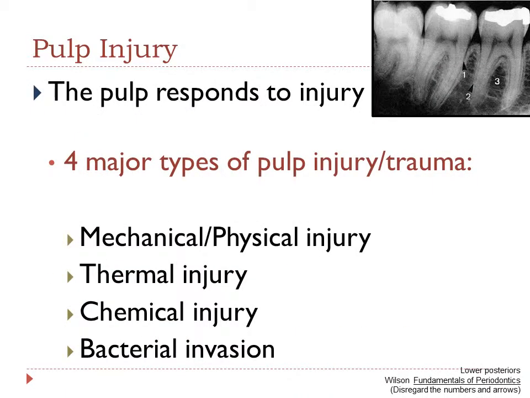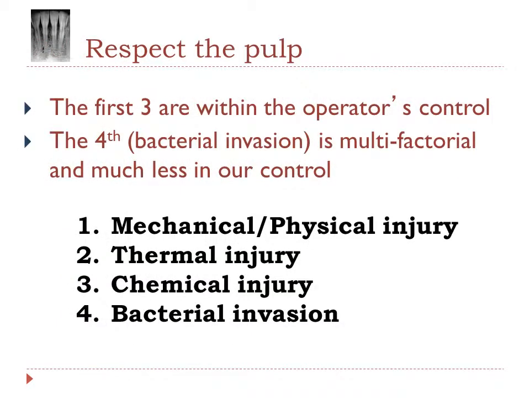What sort of injuries are we talking about? In general there are 4 types: mechanical, physical injury, thermal injury, chemical injury, and bacterial invasion. The first 3 are largely under the control of the operator. However, bacterial invasion of the tooth is much more difficult to prevent.